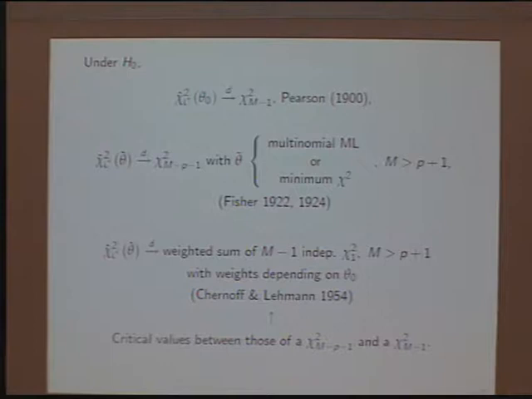Then Fisher, in 1922 and 1924, found that the Pearson statistic evaluated at some estimated parameters converges to a chi-square with n minus p minus 1 degrees of freedom when the parameters are estimated by multinomial maximum likelihood or using minimum chi-square. And also, if we use the maximum likelihood estimator, where this theta hat is the maximum likelihood estimator using raw data, then this is going to converge to a weighted sum of n minus 1 independent chi-squares with weights dependent on theta 0. This is the result by Chernoff and Lehmann.